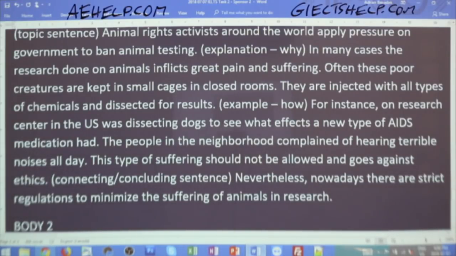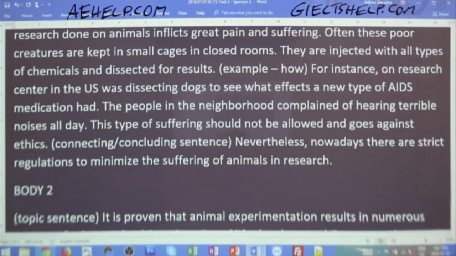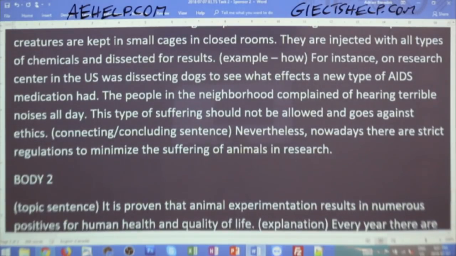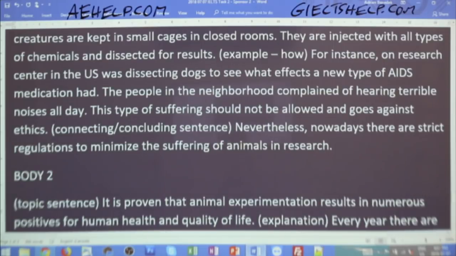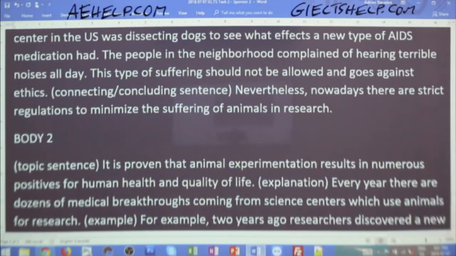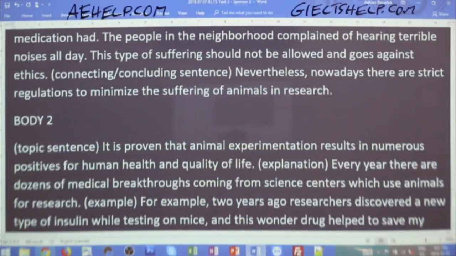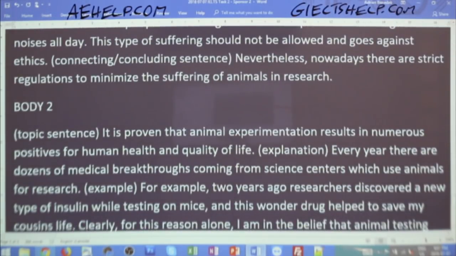Animal rights activists around the world apply pressure on governments to ban animal testing. In many cases, the research done on animals inflicts great pain and suffering. Often these poor creatures are kept in small cages in closed rooms. They are injected with all types of chemicals and dissected for results. For instance, one research center in the US was dissecting dogs to see what effects a new type of AIDS medication had. The people in the neighborhood complained of hearing terrible noises all day. This type of suffering should not be allowed and goes against ethics.